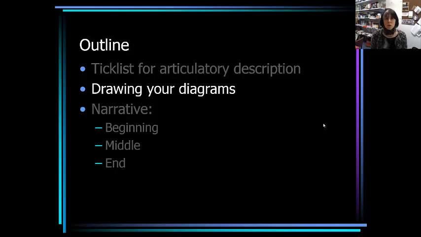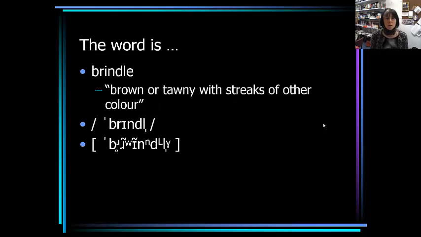Okay, let's go to the diagrams. So in this example, the word that we're using is brindle. Brindle means brown or tawny with streaks of other colour, and you'll find that all sorts of fun words pop up in these kinds of descriptions.